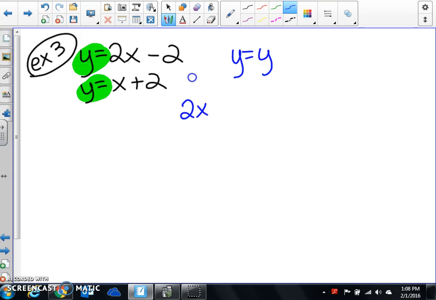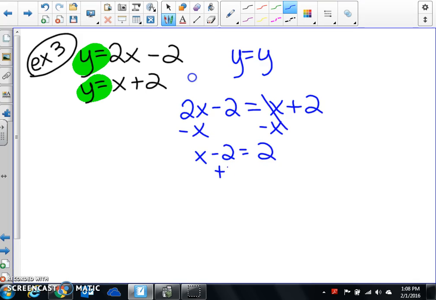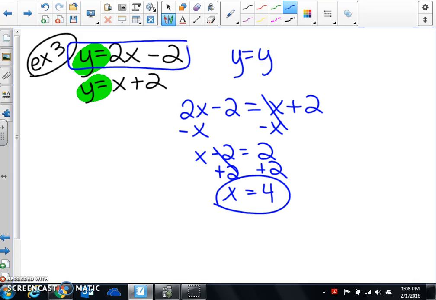So 2x minus 2 equals x plus 2. And now we solve. I subtract x, and I add 2. So x equals 4. So that's my x value. Now I plug in, I'm just going to take the top equation. So y equals 2x minus 2, and I plug in the fact that I know x is 4.